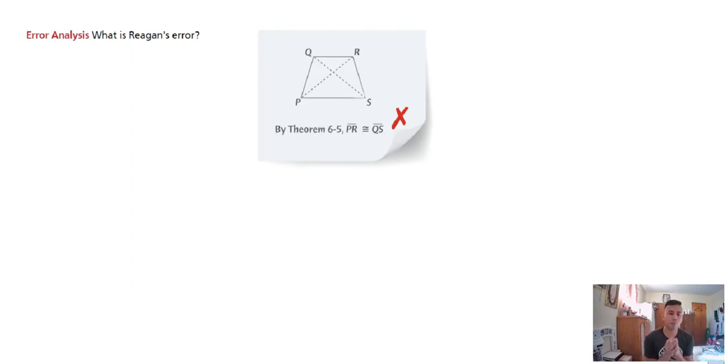Now, what I want you to do in our discussion is look at this work. Reagan has an error here. I want you to explain the error committed by Reagan. Make sure that you explain it well in the discussion part below this video.